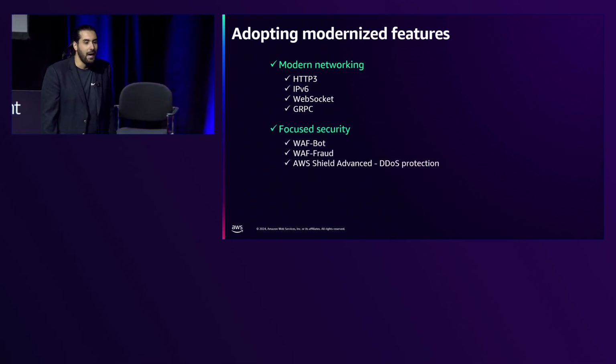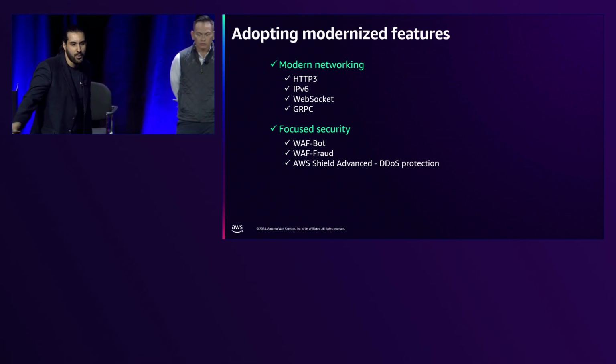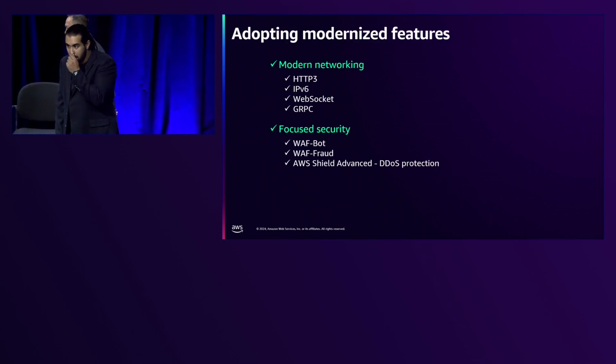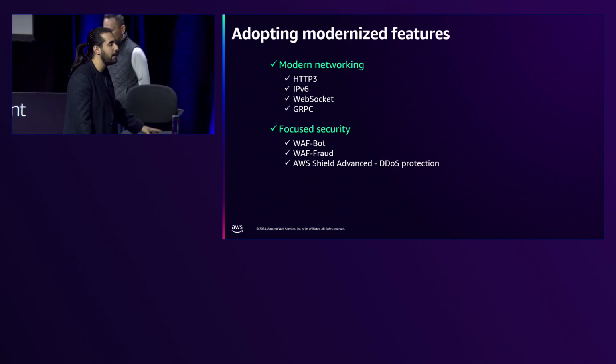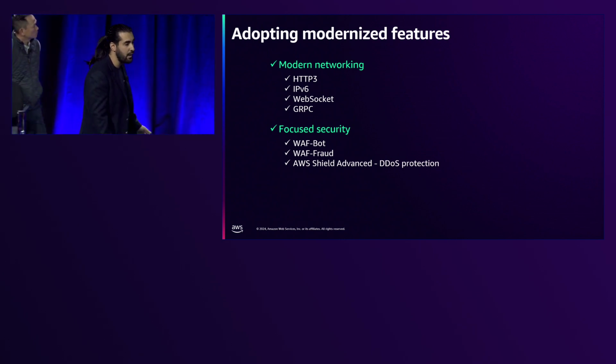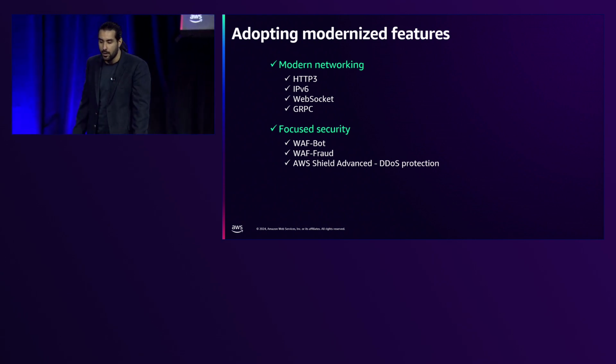We really enhanced our security posture. Our security teams don't need now to run after multiple endpoints exposed to the internet and implement different kinds of WAFs and shields and bot mitigation. They can focus in one area, in one edge, just using the WAF Bot Control, WAF Fraud Control, and AWS Shield Advanced, which protects us from many types of volumetric attacks that can come to us.